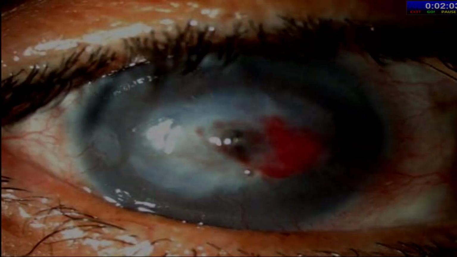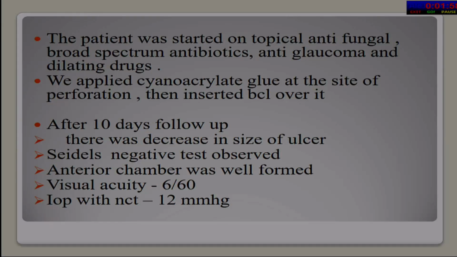So this is a pre-treatment picture of the patient. Then the patient was started on topical antifungal drugs, broad-spectrum antibiotics, anti-glaucoma drugs, and dilating drugs. Finally, we applied cyanoacrylate glue at the site of perforation, then inserted BCL over it. So after 10 days follow-up, there was a decrease in size of ulcer. Seidel's test was negative and anterior chamber was well formed. Also, visual acuity returned to 6/60 and intraocular pressure with non-contact tonometer was 12 mm of Hg. So this is the video.